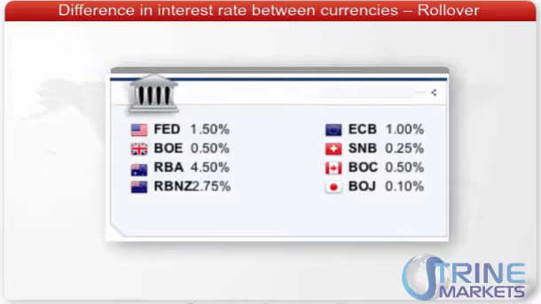If the interest of the currency which you've just bought is higher than the interest rate of the currency you've sold, you receive the rollover interest, a positive rollover. If the interest rate of the currency you've bought is lower than that of the currency you've sold, you will pay the rollover interest, a negative rollover. Rollover interest can add significant costs or profits to your trade.